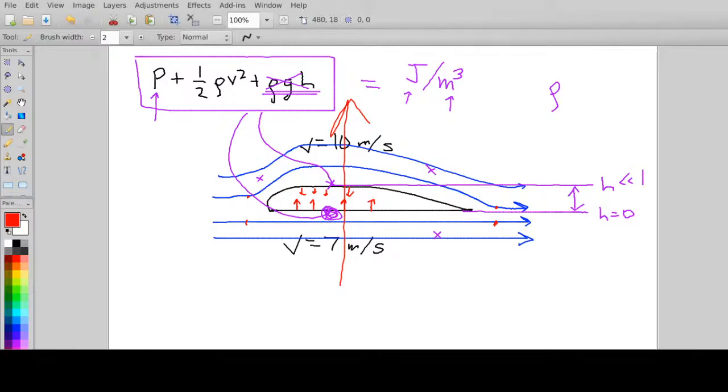Wings, you know, they lift airplanes. There are other things going on with a wing, so it's not just Bernoulli, but at least one of the things that contributes to the lift that a wing has is the Bernoulli principle.